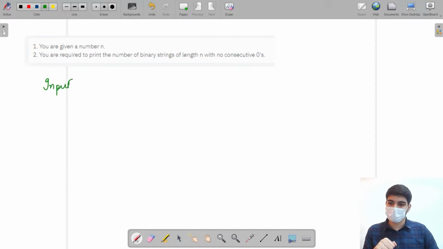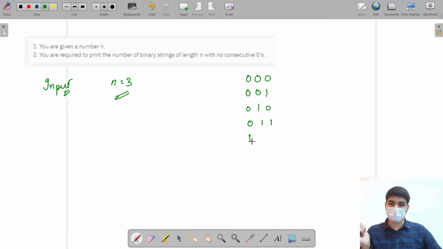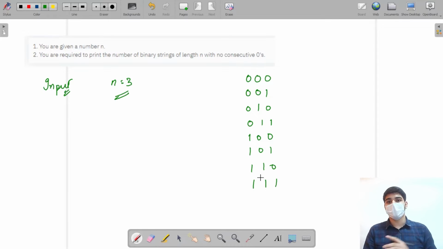So let's suppose for input I have n equal to 3. So I have to give the number of possible binary strings with no consecutive zeros. Let's take the first step and write all the binary strings that are possible of length 3. The very first binary string would be 0, 0, 0. Then 0, 0, 1. Then 0, 1, 0. Then 0, 1, 1. And then 1, 0, 0, 1, 0, 1, 1, 1, 0, and 1, 1, 1. So these are all the binary strings that are possible of length 3.